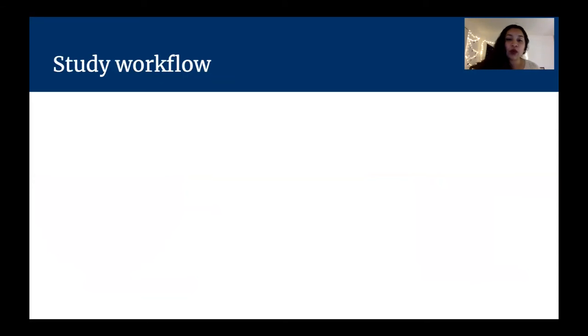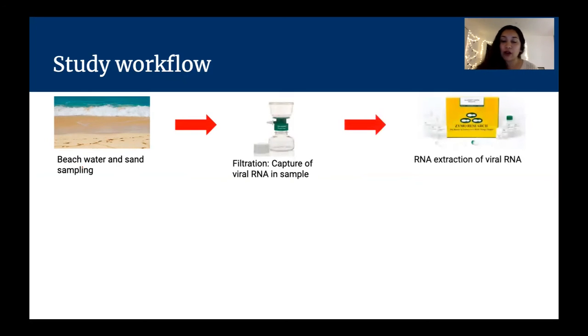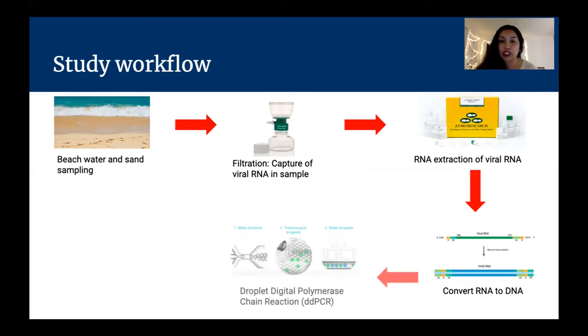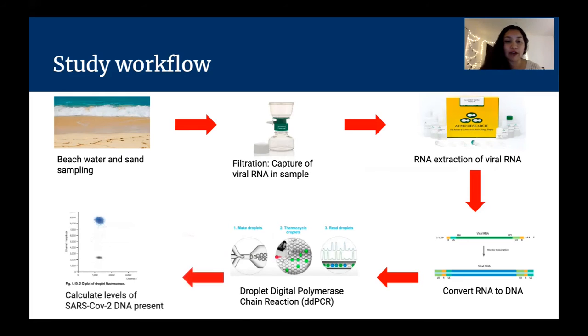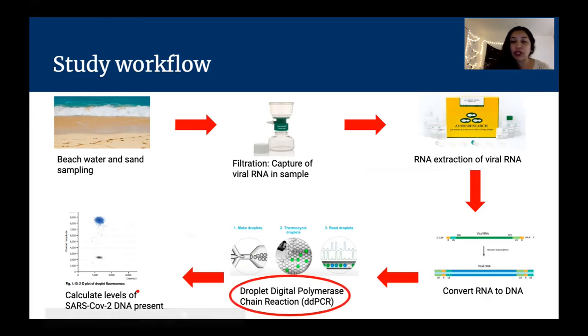So in our lab, we are testing methods to detect traces of SARS-CoV-2 by sampling coastal seawater and beach sand from a beach of interest. We filter the samples and extract any viral RNA of SARS-CoV-2 in the samples. And then we convert this RNA to DNA to perform droplet digital polymerase chain reaction, or DPCR. Then we use the results from this to calculate the levels of SARS-CoV-2 in the samples. Today, I'll explain DPCR a little more in detail.